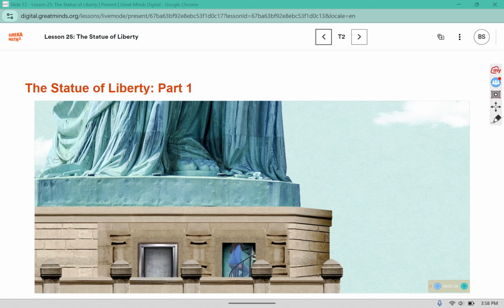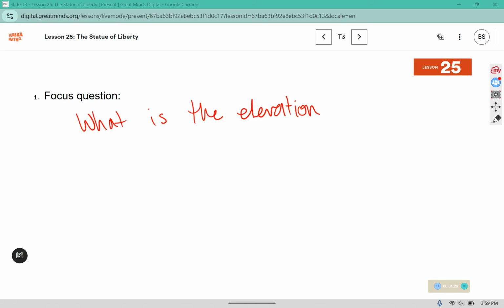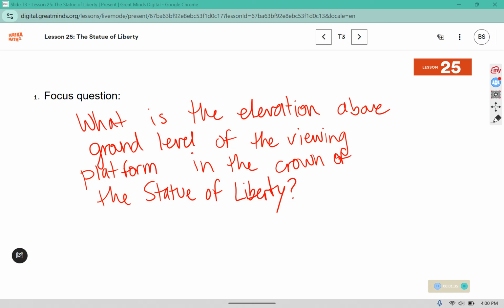We are going to watch a short clip on the Statue of Liberty in just a second, but I'm going to give you the focus question first, so you have some ideas of what information to collect while we watch this video. And you can write this down in question 1 of your workbook. What is the elevation above ground level of the viewing platform in the crown of the Statue of Liberty? So we're looking for how high above the ground the crown of the Statue of Liberty is.